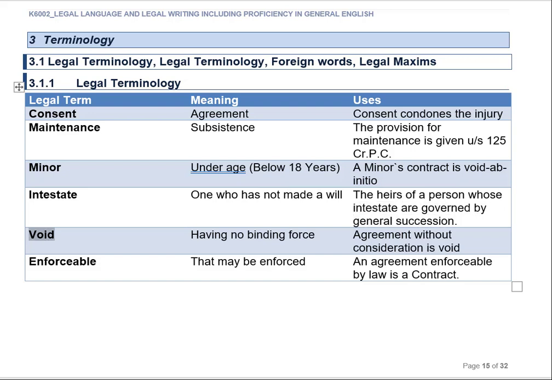Void. Having no binding force. Agreement without consideration is void. Enforceable. That may be enforced. An agreement enforceable by law is a contract.